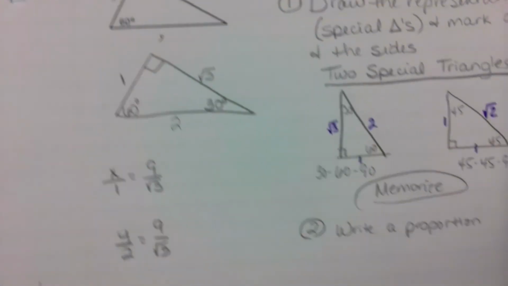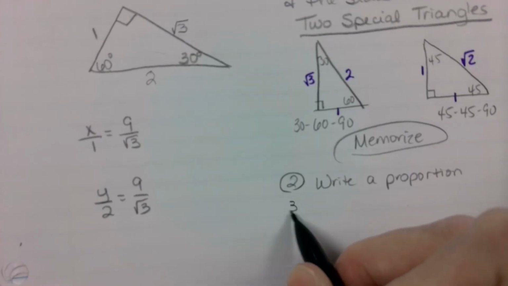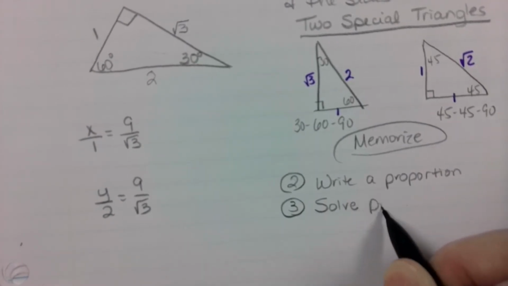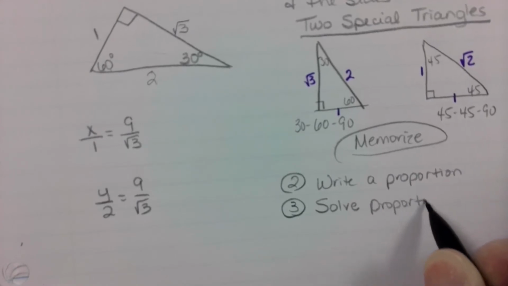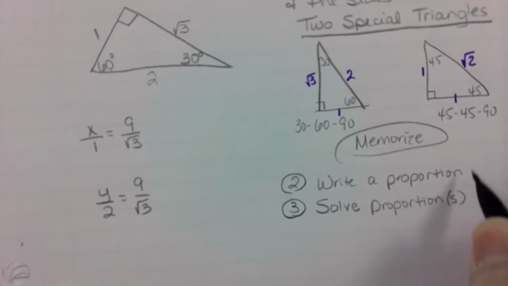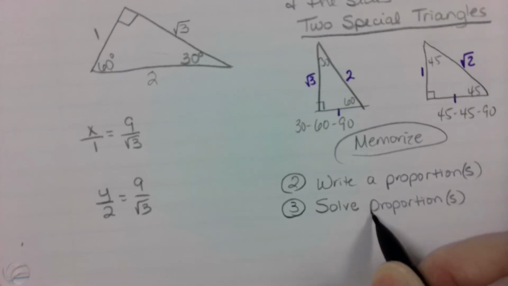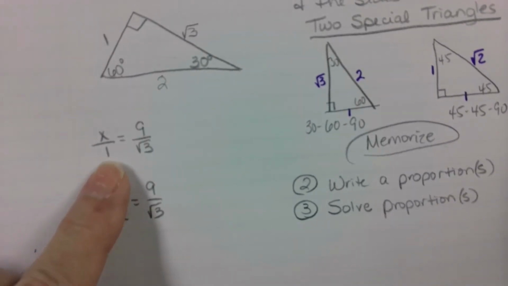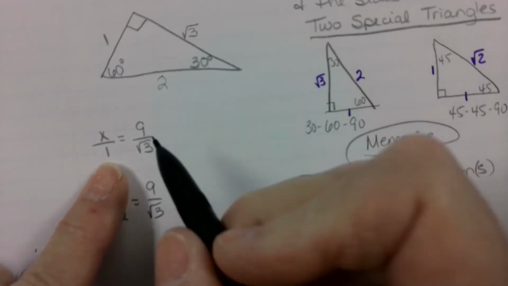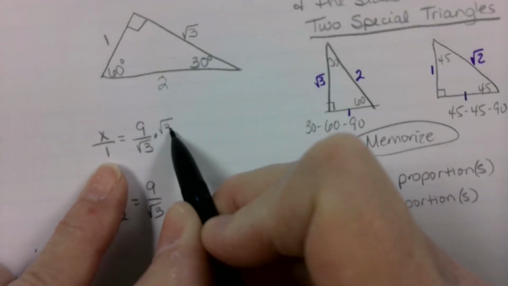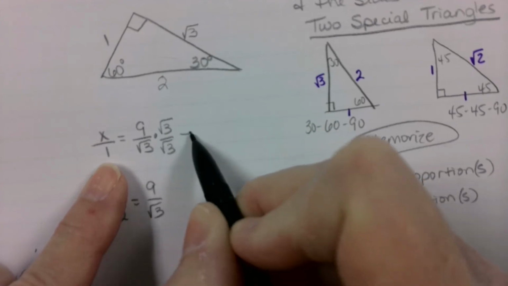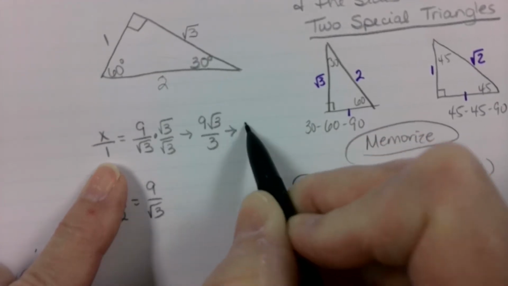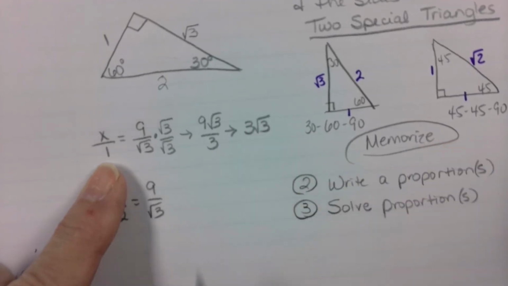Okay, so step 3, you're going to write a proportion, and then you're going to solve your proportions. It may be that you're writing just one proportion. It may be that you're writing multiple proportions. Well, this is already x, right? But I need to rationalize this denominator. So that's going to be 9 times the square root of 3 over 3. So that's going to be 3 times the square root of 3.